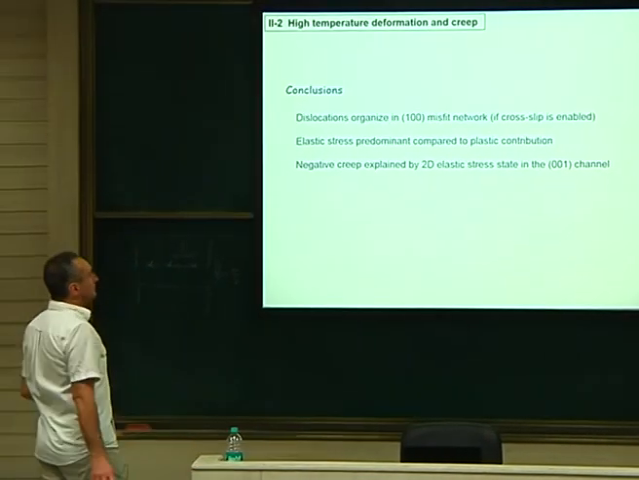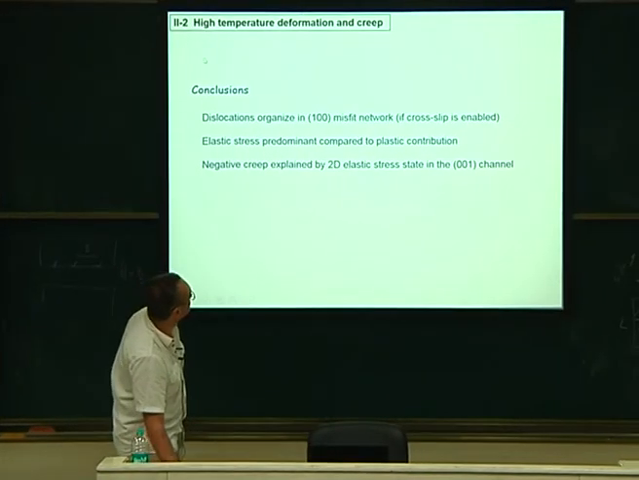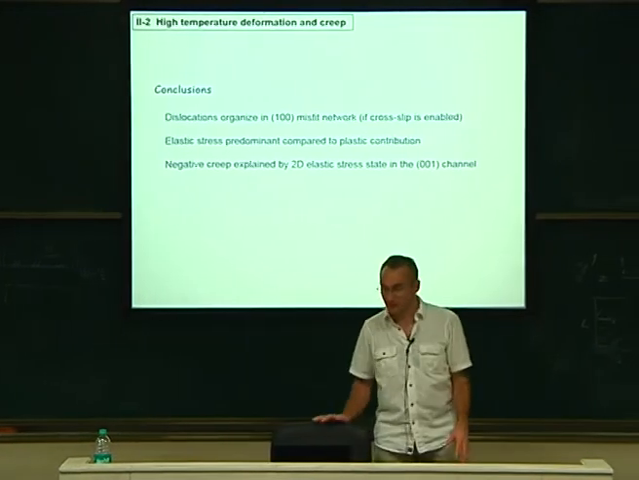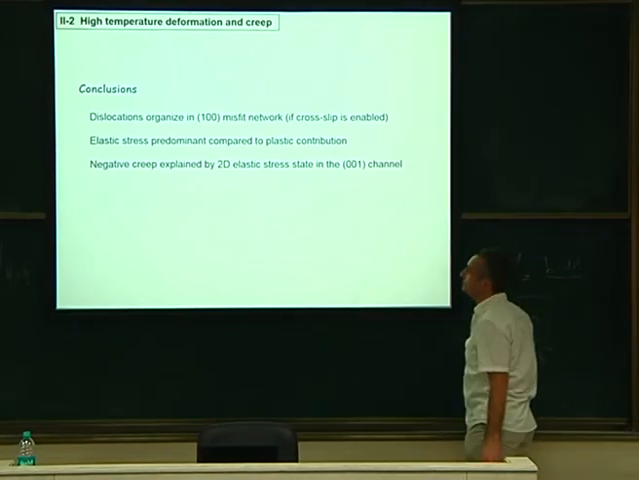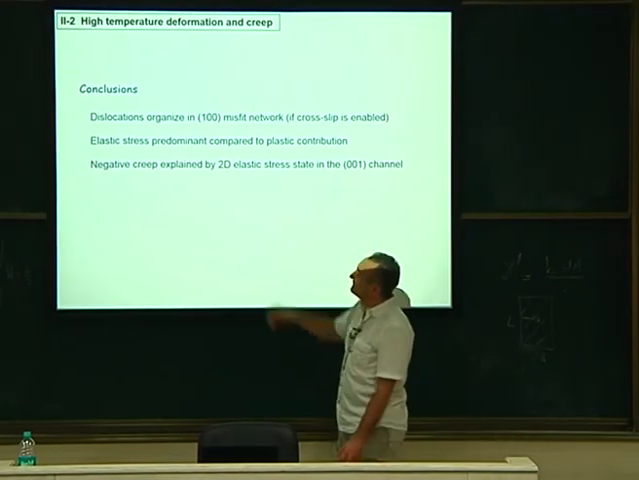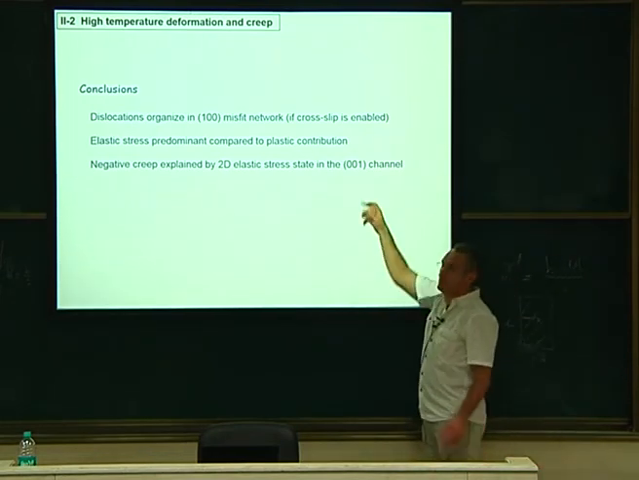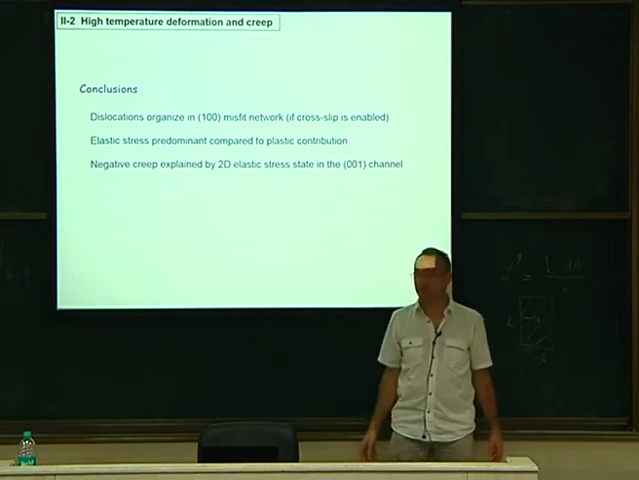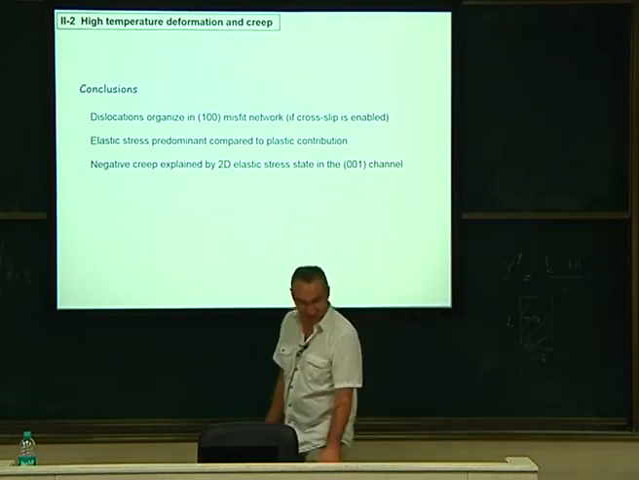This was for superalloys. Superalloys organize in a misfit network if the cross-slip is unable. So you need to have the cross-slip to get this, okay? And then the elastic stress was predominant compared to the plastic part, and this explained negative creep by the fact that the 101 channels are in 2D plane strain, they are more expanded and zero stress on the z-axis. This was the origin of the negative stress, okay? So I think I will stop it here.